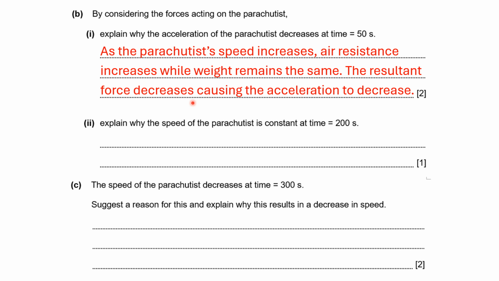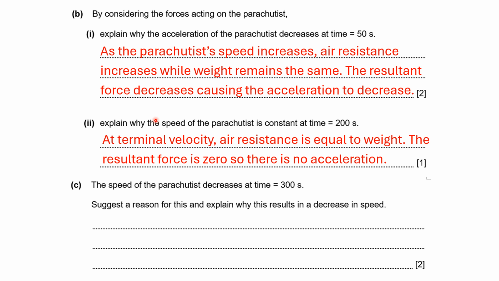For B part 2, explain why the speed of the parachutist is constant at time equals 200 seconds. We have to remember the stem of the question asks us to answer by considering the forces. At 200 seconds, the speed is constant, and that is because of a concept we went through during the MCQs, terminal velocity. The force of air resistance experienced is equal to the weight that the parachutist experiences. So the resultant force is 0, so there's no acceleration. You can also state that this is an application of Newton's first law.